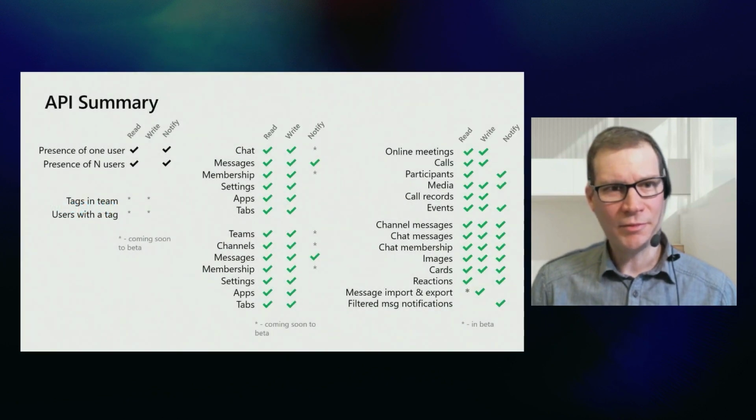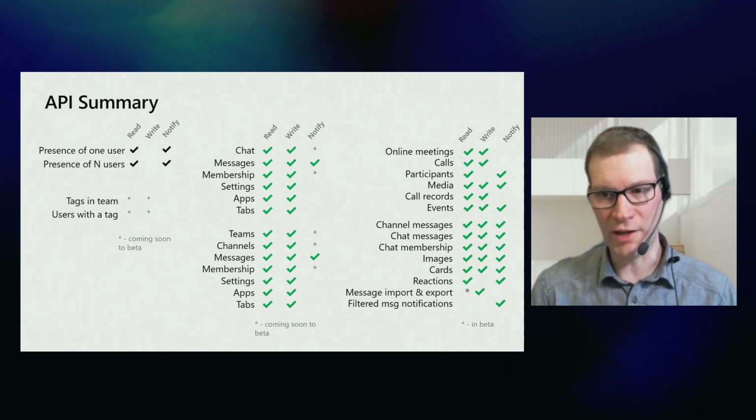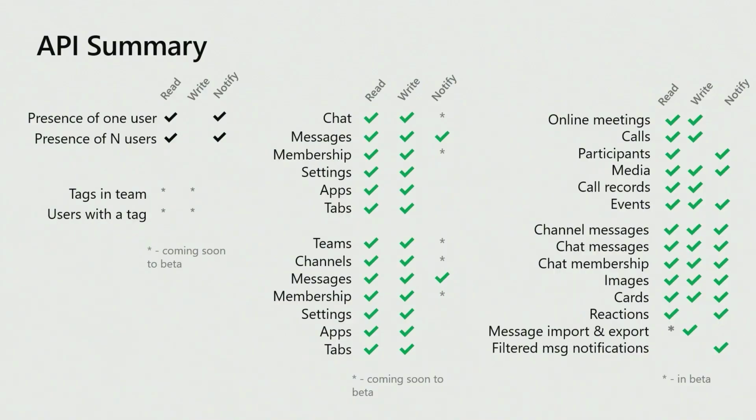All right, wrapping things up. We talked about how to use the presence and the tags APIs to figure out who's available in your organization with a given skill set. We talked about the APIs for working with chats, how you can automate your chat lifecycle, creating chats automatically, adding users to them, installing apps and tabs, sending messages, and then reading those messages out when you're done. And how we already have the same sort of thing for channels.